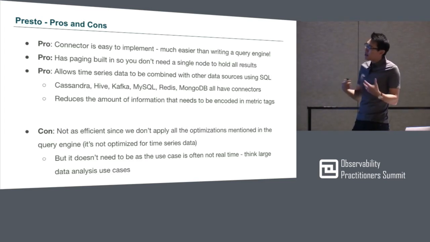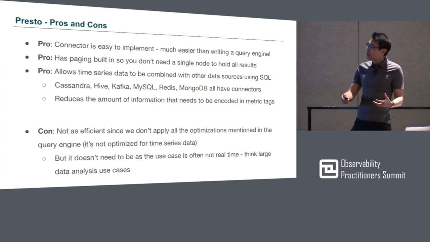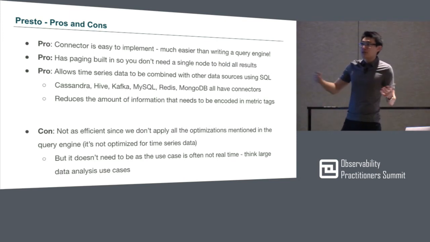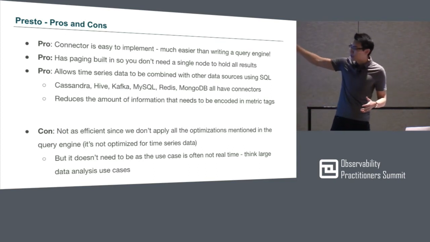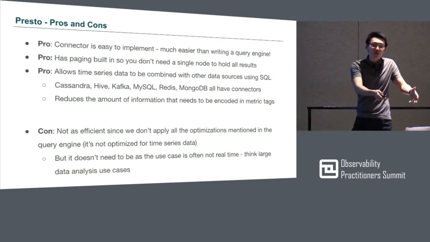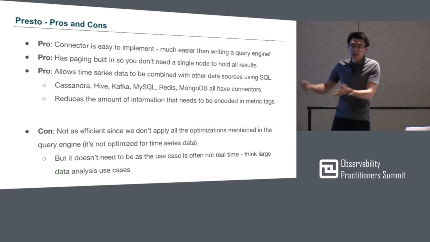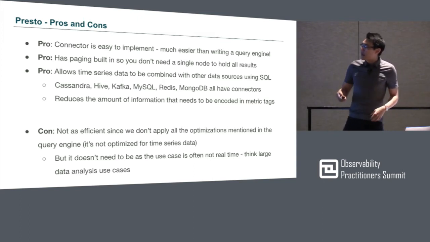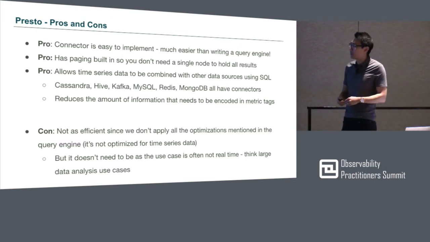And then even better than that, and this is the biggest pro to us, is it really allows you to now combine your time series data with all of the other data in all of your other data sources, right? Or the databases in your company. So connectors exist for Cassandra, Hive, Kafka, MySQL, etc. So now what you can do is, in a single SQL query, take data from your time series database and combine that and do joins against your table in Cassandra or your MySQL table, right? And that's a huge benefit, right? It really means that you need to embed less information in your metric tags. You actually need to put less dimensionality into your tags, right?